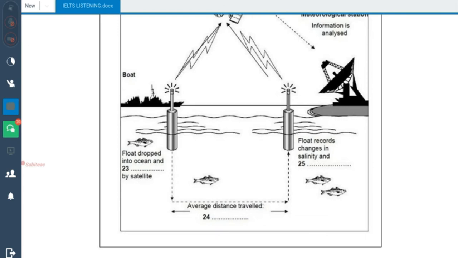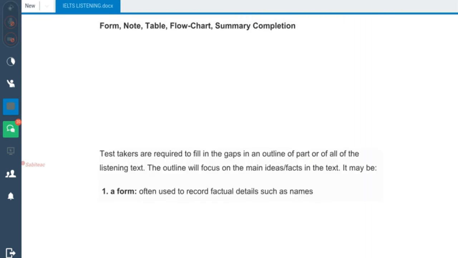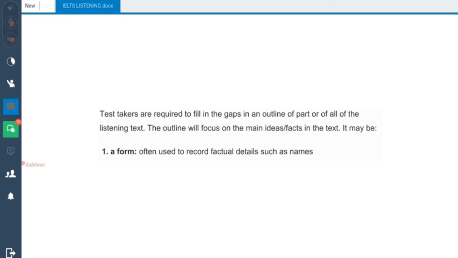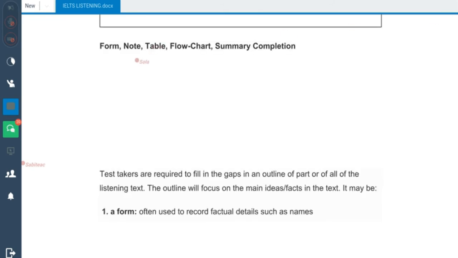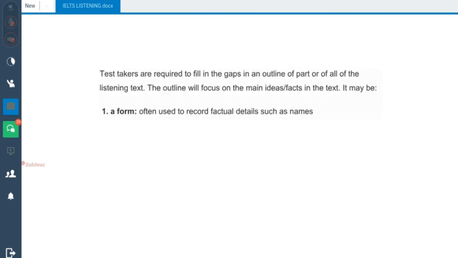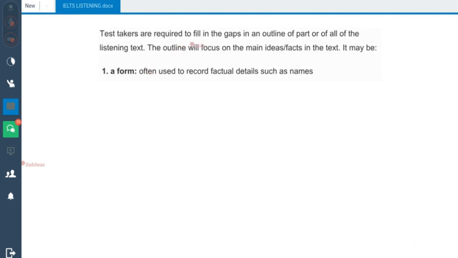Another question type in the listening section is form, notes, table, flow chart, or summary completion. So what are these question types, or what do they require you to do? Test takers are required to fill in the gaps in an outline of part or all of the listening text. The outline will focus on the main ideas or facts in the text.